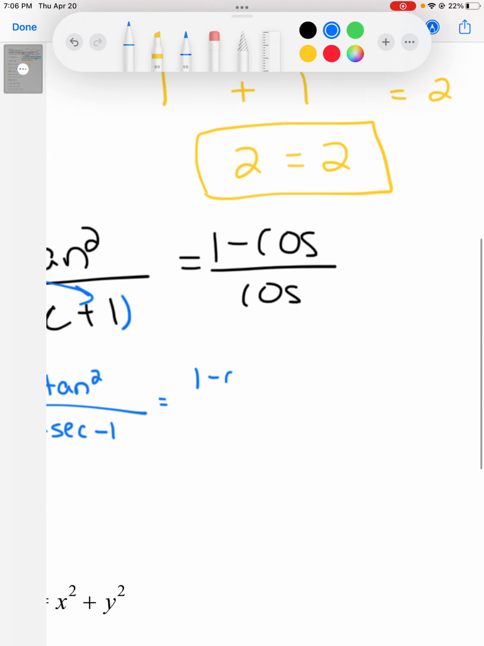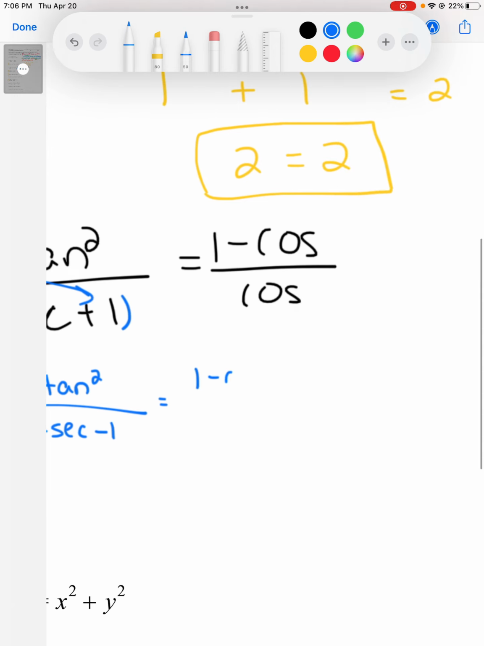Next one. Number 7. So we got tangent squared over, oh sorry, I was looking at the top one above it. Tangent squared minus sine squared equals tangent squared times sine squared. Okay.